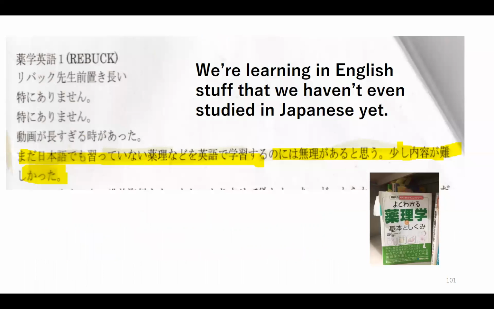This is a comment I get sometimes: we're learning in English stuff we haven't even studied in Japanese yet. And I tell them, for me, the first book I read about pharmacy was in Japanese. Also there's no rule saying you have to learn something first in one language or the other. And if you put the effort into learning in English, when it comes to learning in Japanese, you'll have a foundation. So I tell them, don't worry about which order you learn things in.